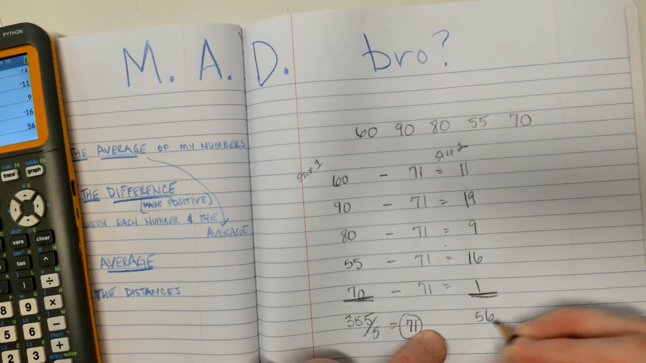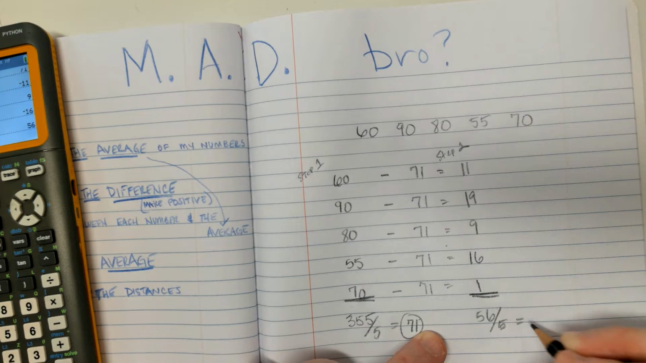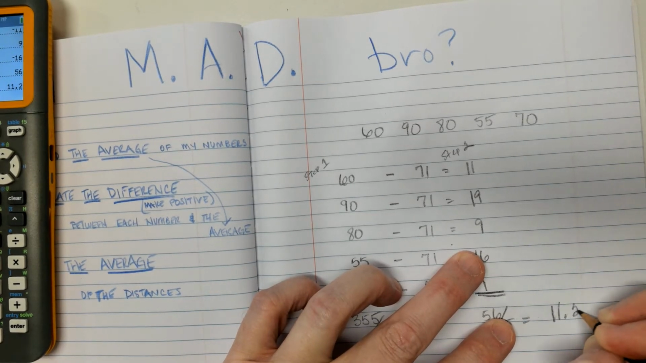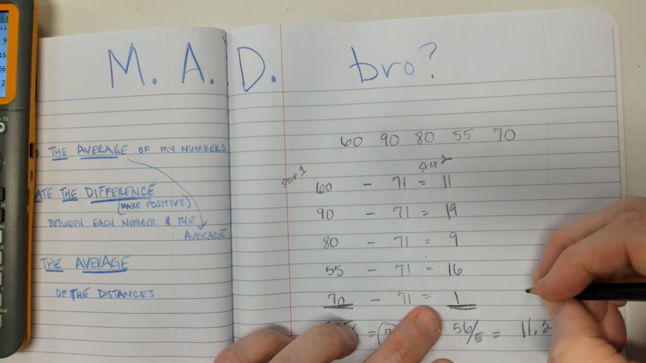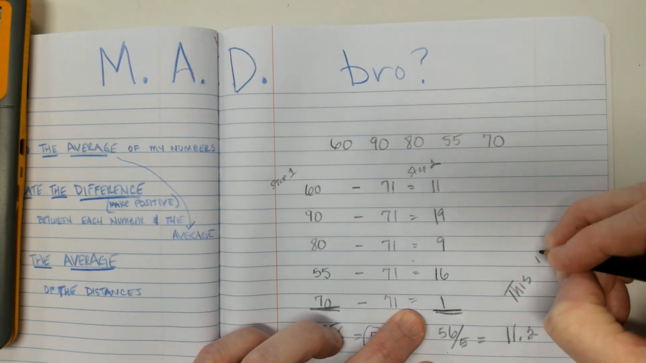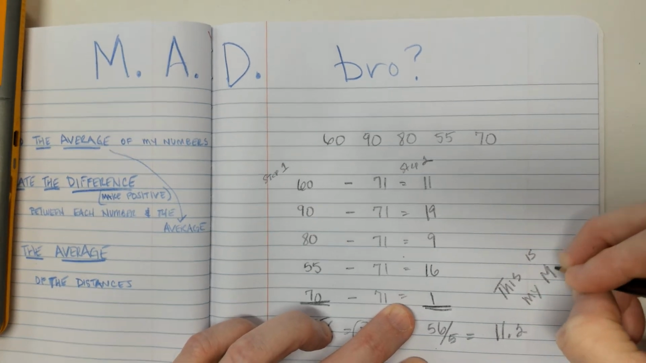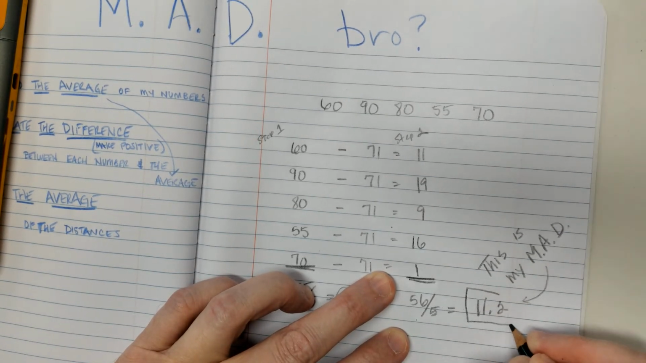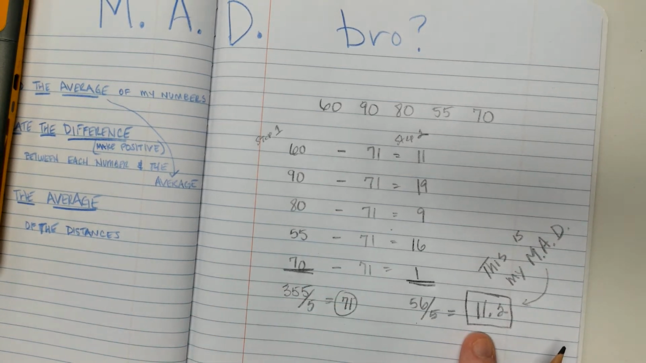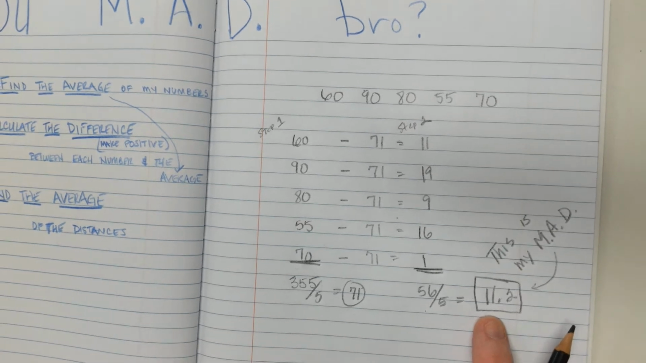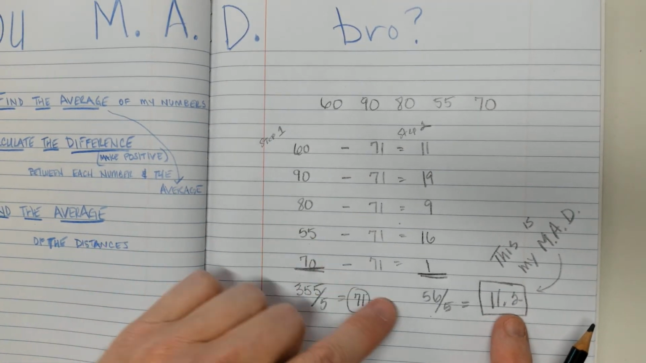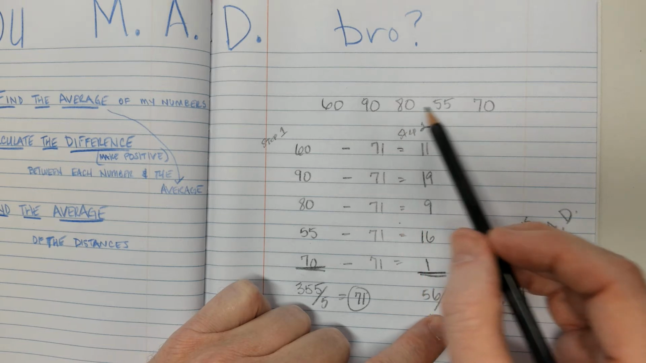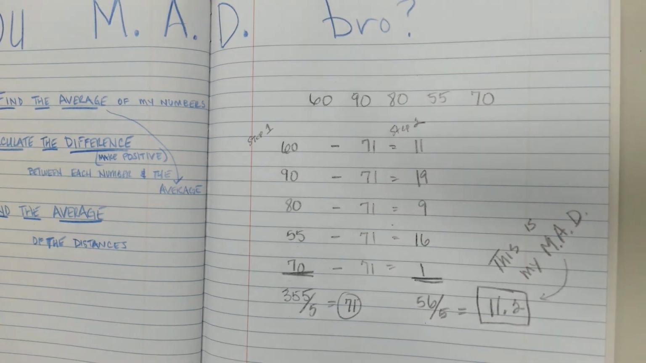56. Is that my average? Nope. We're going to divide by? Divide 5. 11.2. Okay? This is my MAD. You can put a box around this. Okay? This is your mean absolute deviation. Okay? Before I move on, one thing I just want to point out is 11.2. How is 11.2 compared to these original numbers? Are they close to these numbers? Bigger or smaller? Well, a lot smaller, right? Much smaller.